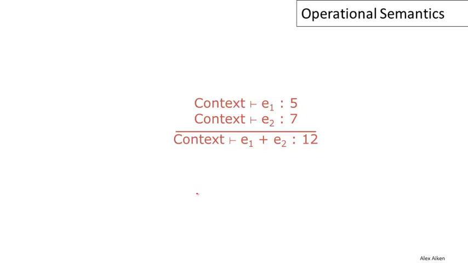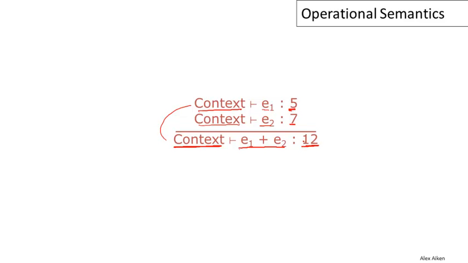So as an example, let's take a look at this simple expression, e1 plus e2. And let's say that using our rules, which I haven't shown you yet, we had a bunch of rules, and we could show that in the initial context, e1, in that same context, so these contexts are going to be the same, evaluated to the value 5, and e2, also in that same context, evaluated to the value 7, then we could prove that e1 plus e2 evaluated to the value 12.